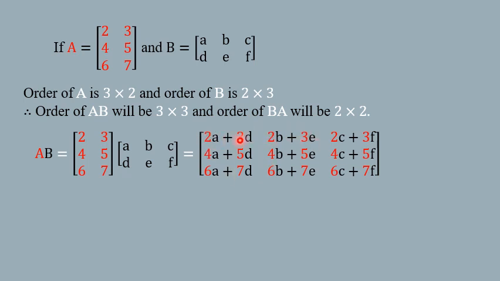Now if we take this element, this element is placed on the first row first column. So to find the element on the first row first column, we take the first row from the prefactor and the first column from the postfactor. Suppose this element is placed on the third row second column. So to find this element, we take the third row of the prefactor and the second column of the postfactor. So we are taking rows of the prefactor and columns of the postfactor.